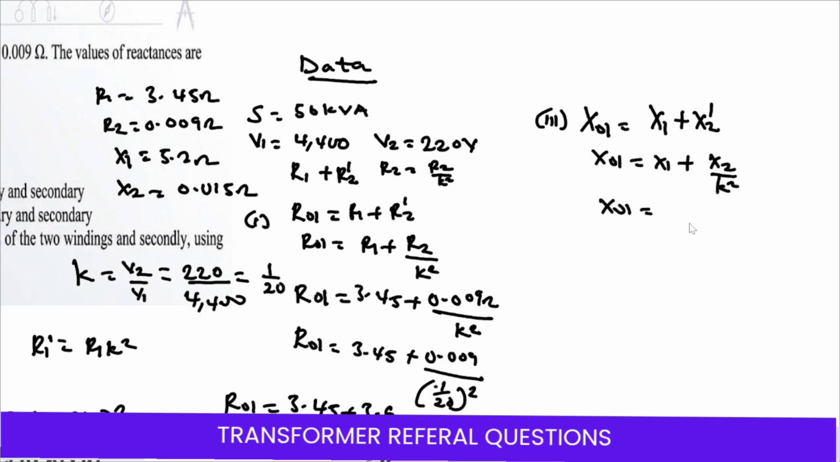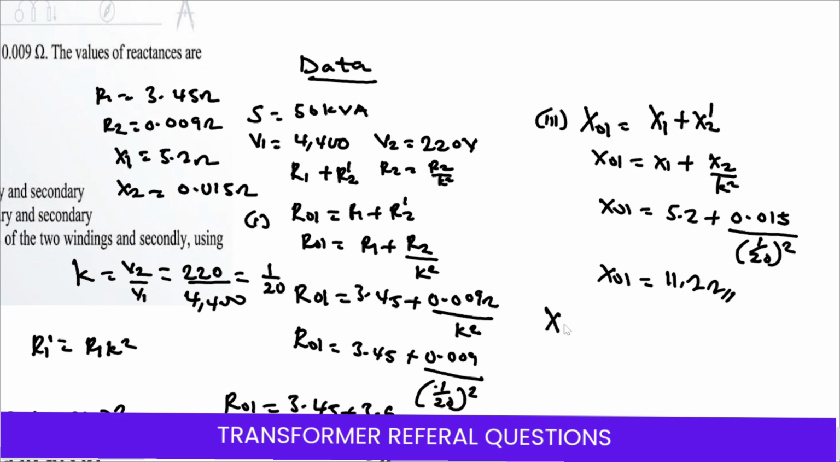So X01 will be equal to, what's the value of X1? Let's check the value of X1 from here, which is given by 5.2 plus X2, which is 0.015 divided by 1 over 20 squared. So X01 would then be equal to 11.2 ohms in all.